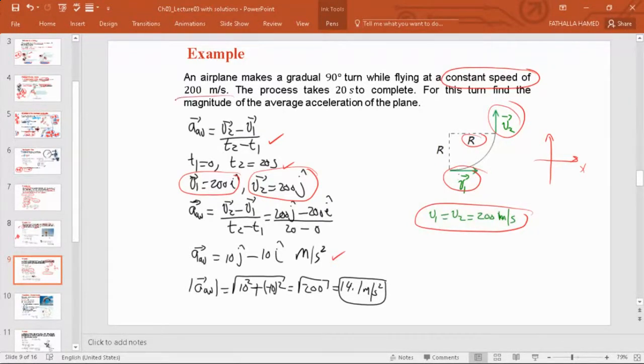They ask you about magnitude. So the magnitude here is the absolute value, square root, and we take the positive because always with magnitude you take the positive. Whenever you do a square root it is plus or minus, but when you're talking about magnitude, it's always positive. So it is the square root of 10 squared plus minus 10 squared, which is square root of 200, and it gives you 14.1 meters per second squared.